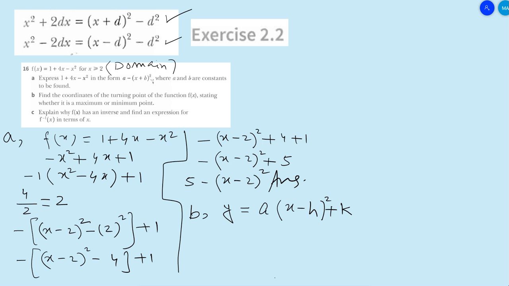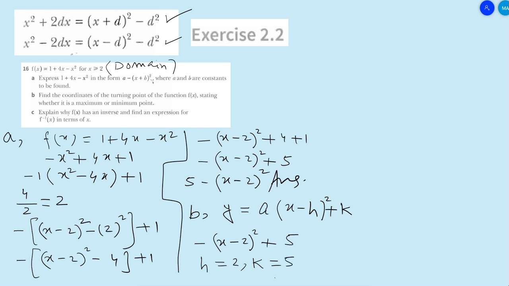So write our answer of part A again, and this time we are writing square first and then this constant after this. Now compare this answer with the general equation y is equals to a into x minus h whole square plus k. Clearly h is equals to 2 and k is equals to 5.